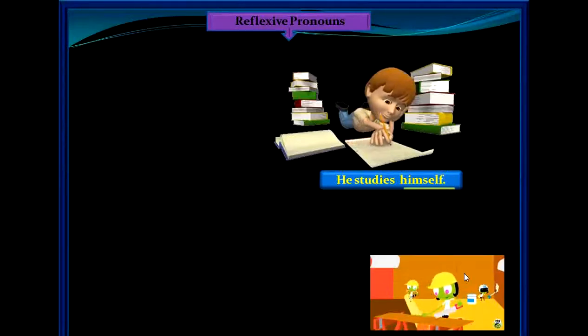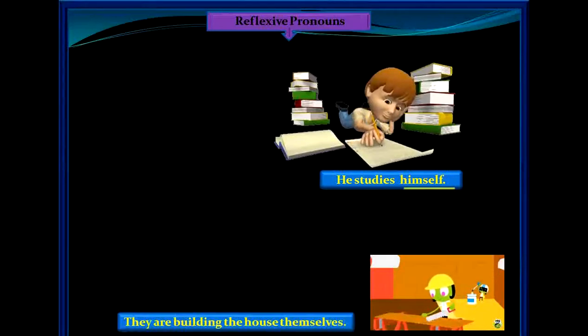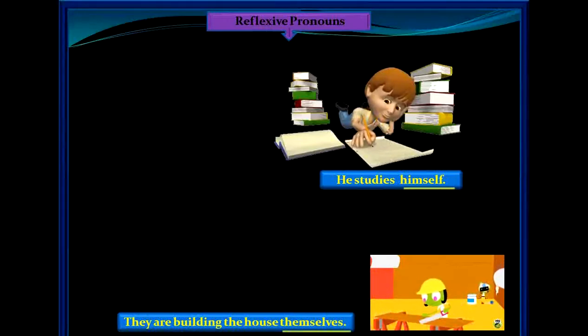Next, we have a group of people trying to build a house. So we can say they are building the house themselves. Here, they is the personal pronoun and themselves is the reflexive pronoun. Here, the reflexive pronoun themselves reflects back on the personal pronoun they.